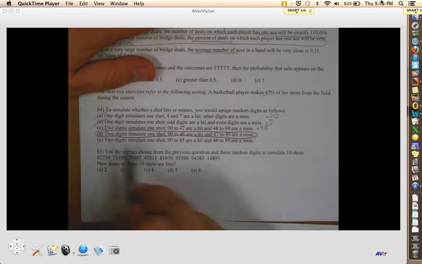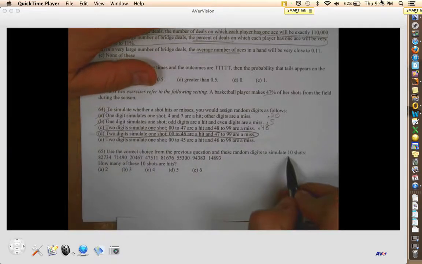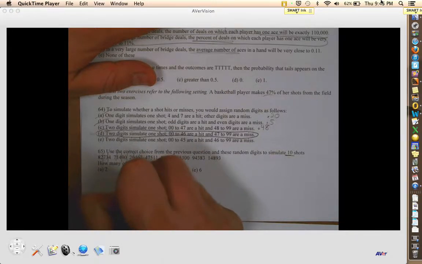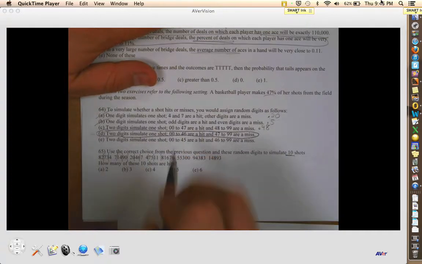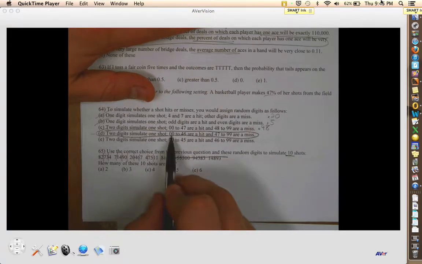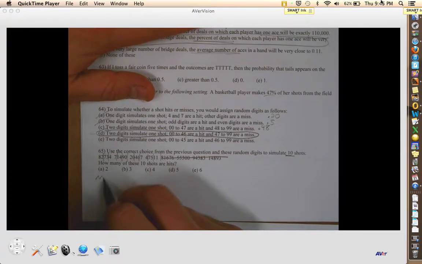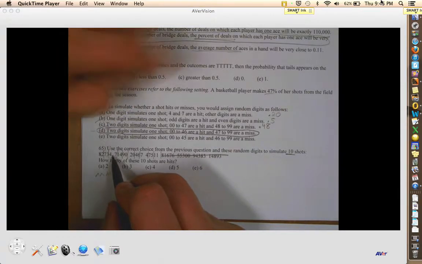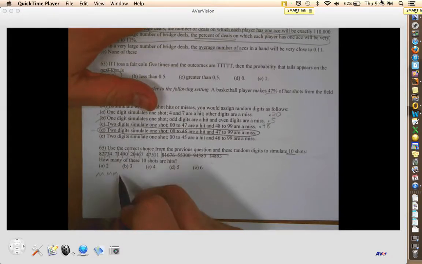So now, using this choice, we want to simulate 10 shots. So we're going to look at every two numbers. This would be 1, 2, 3, 4, 5, 6, 7, 8, 9, 10. The rest we don't care about. And looking at these numbers, only 00 to 46 are a hit. So we missed because it's bigger than 46. We missed because it's bigger than 46. We missed just barely. Not really. Our random number table did not determine how close we were. But in terms of numbers, we just missed 47 to be a miss.